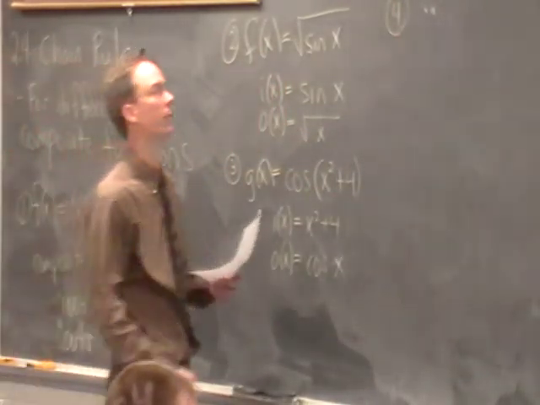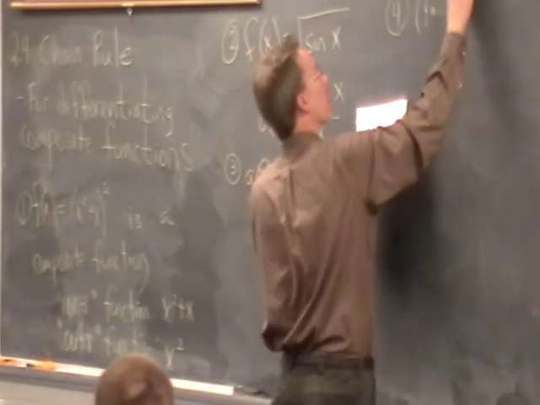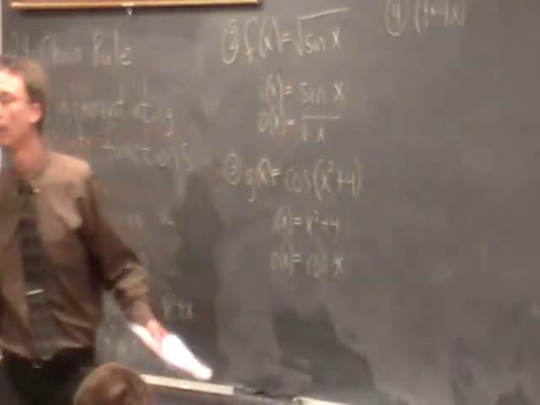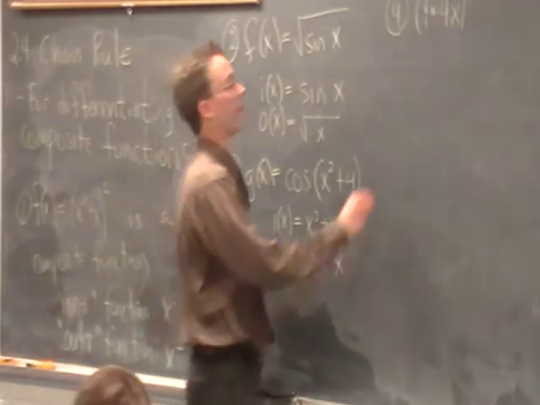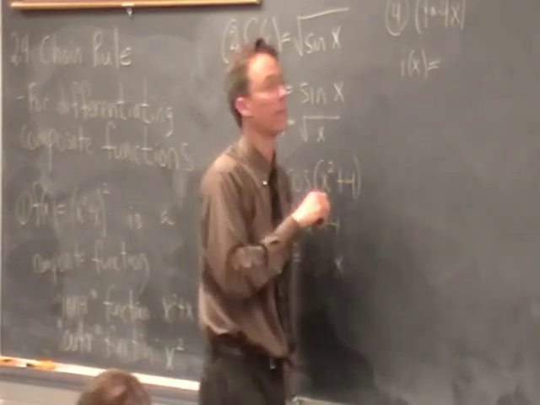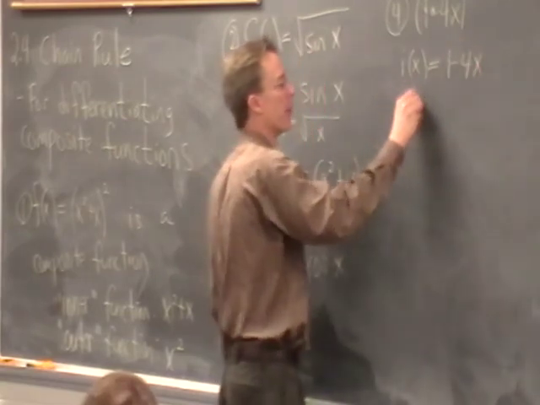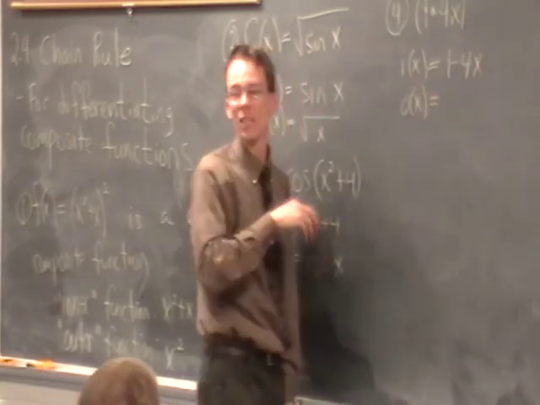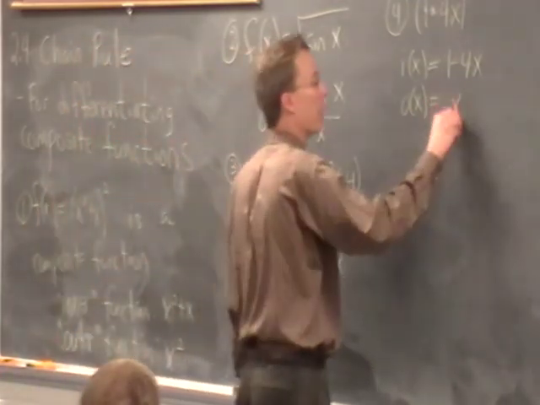How about if you've got 1 minus 4x all going to the 3/2 power? That's a composite function. You've got an inner function that's having something done to it. What would you suspect your inner function would be here? Yeah, the 1 minus 4x. And then the outer function, what's being done to that 1 minus 4x? X to the 3/2 power.